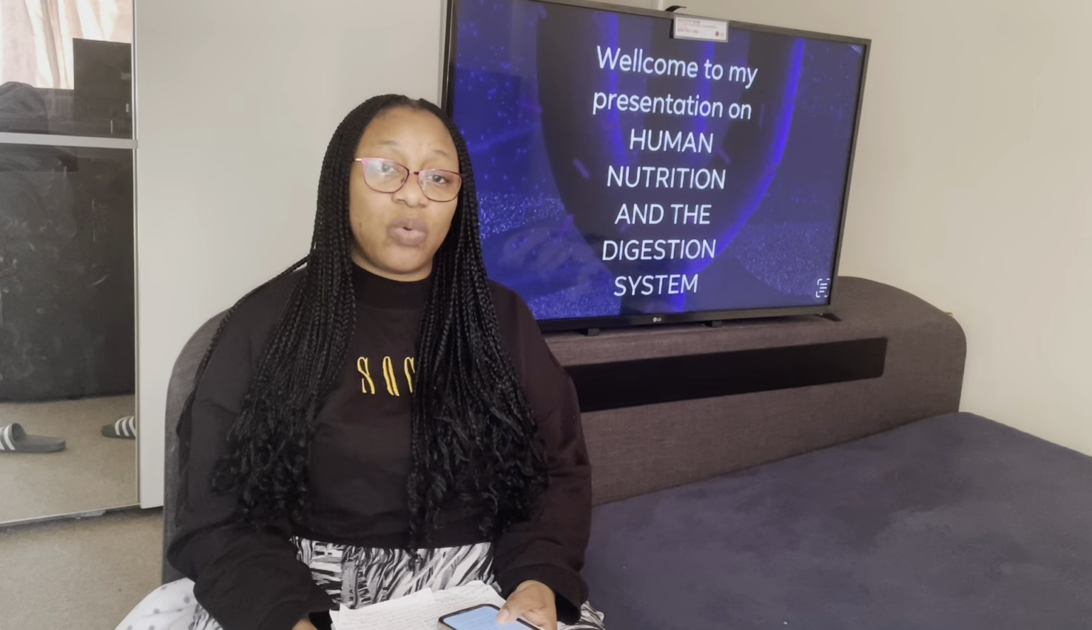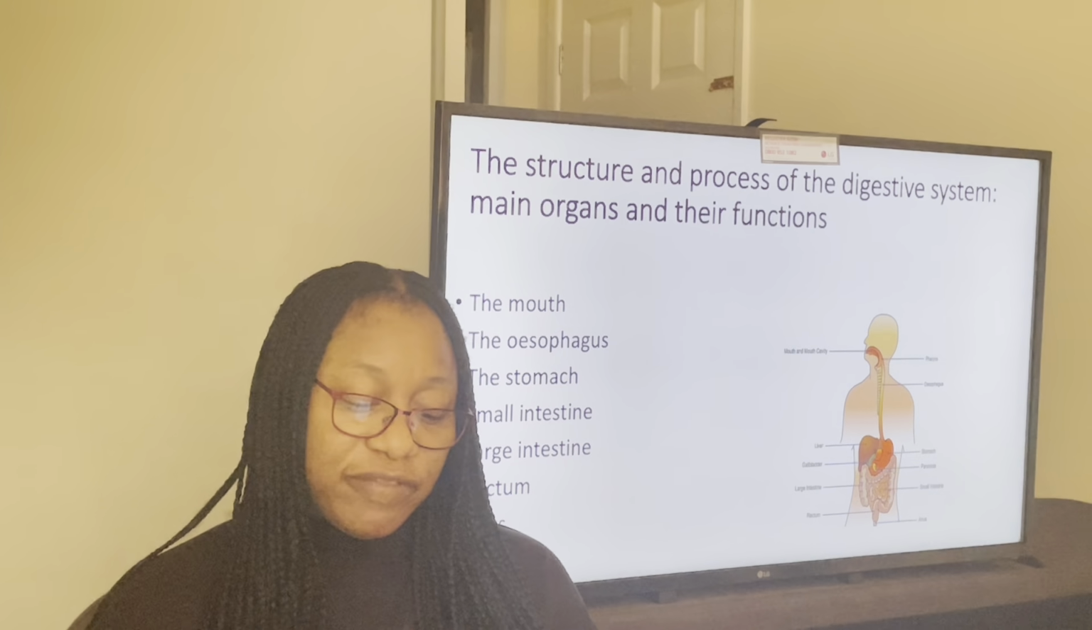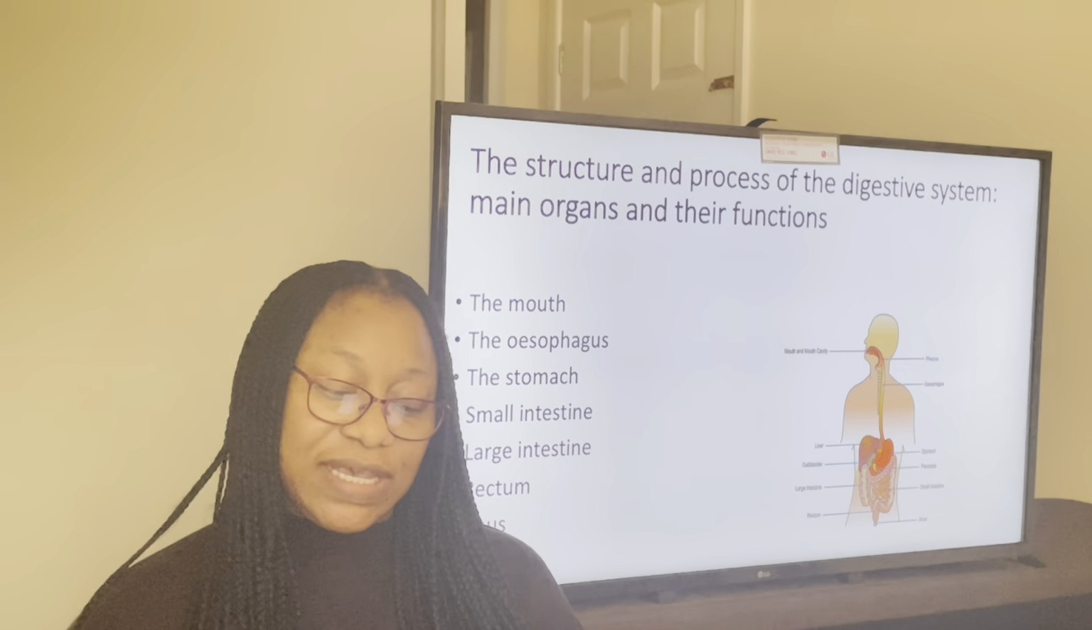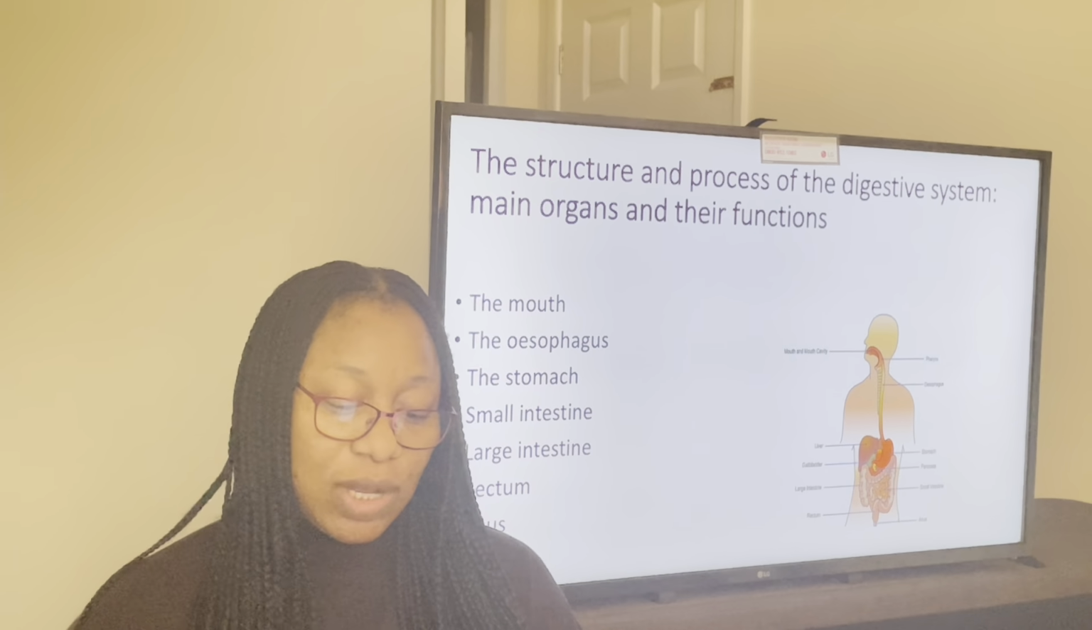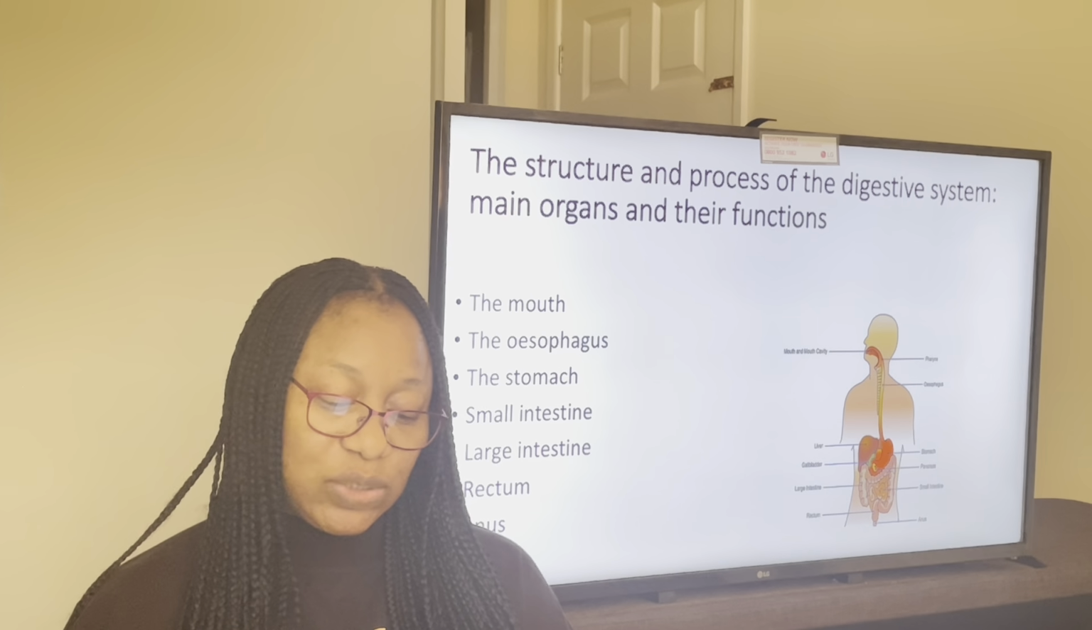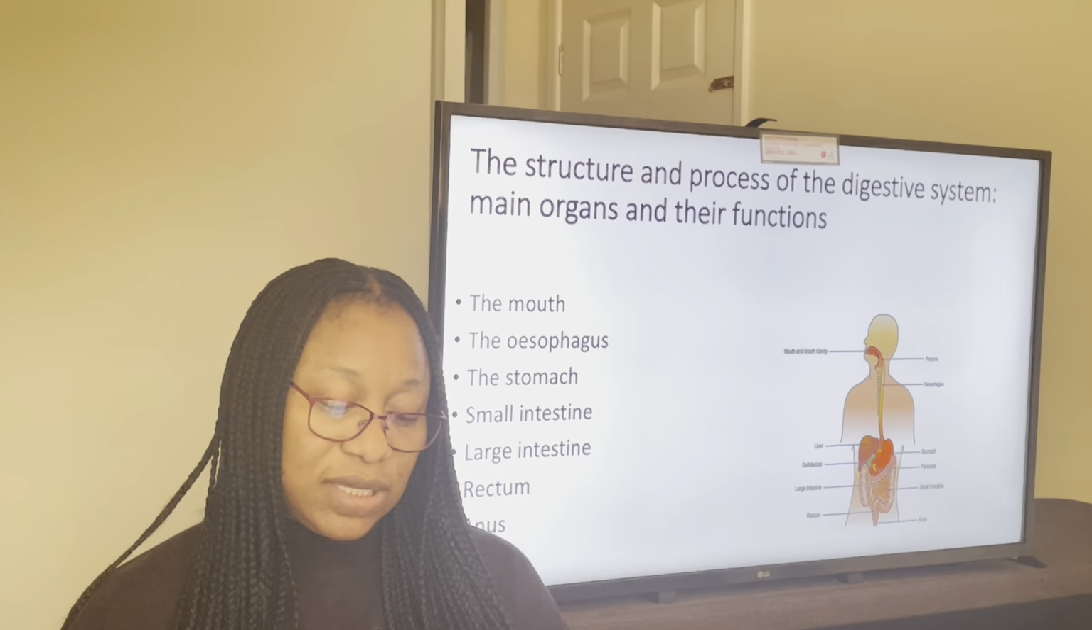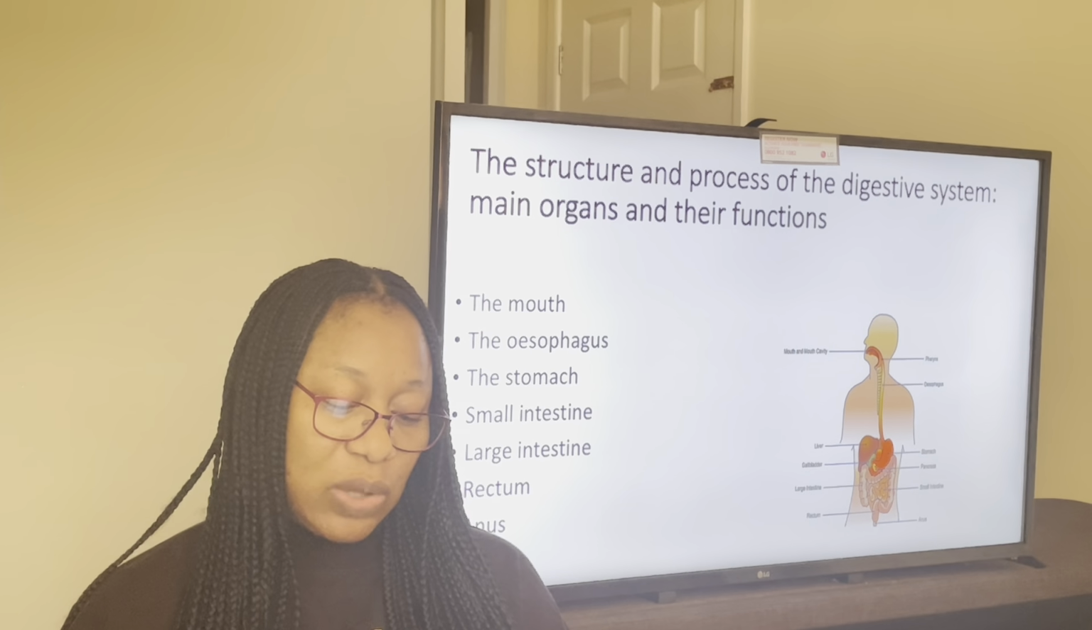Main organs and their functions. The mouth. The mouth is where digestion begins, and it is made up of the teeth and tongue. The teeth tear the food into smaller components. The esophagus serves as a passageway for masticated food as it enters the stomach. The stomach is a muscular sac situated at the upper left quadrant of the abdominal cavity. Digestion of protein is carried out in the stomach.